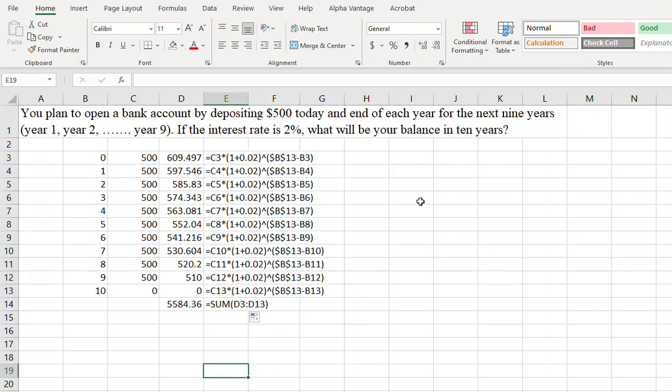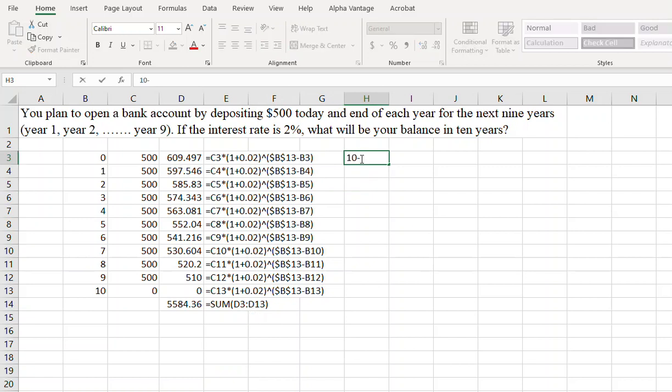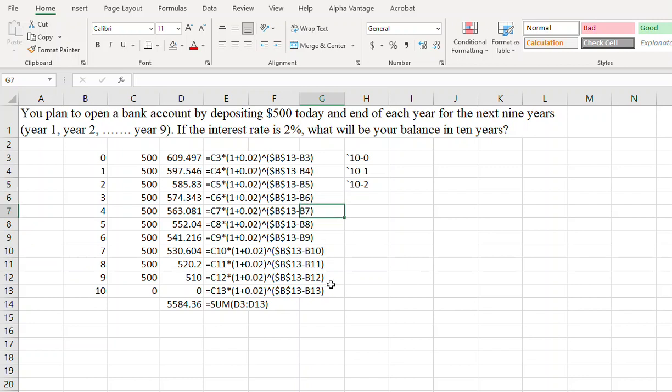All right. So again, remember this B13 minus B3, it's like saying 10 minus 0, which means there's 10 years to grow. So then at this one, it's 10 minus 1, which means there's 9 years to grow. And then 10 minus 2, there's 8 years to grow. So what we're saying is to the power of 10, to the power 9, to the power 8, to the power 7, power 6, and so forth.